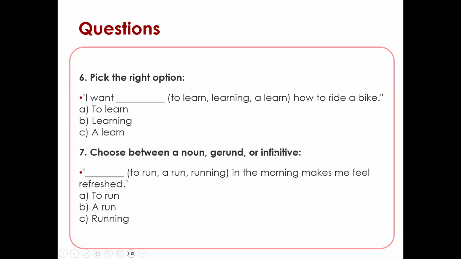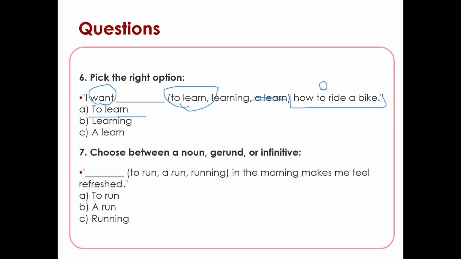All right, and let's look at our last two examples. I want to learn, or I want learning, or I want a learn. So a learn wouldn't work in this case. Why not? Because how to ride a bike, this is our object. When it is used as a noun, it does not take an object. You can only use a verbal. So here I want, meaning you don't know how to ride a bike yet. It is talking about a future action. So you want to use an infinitive. I want to learn how to ride a bike.